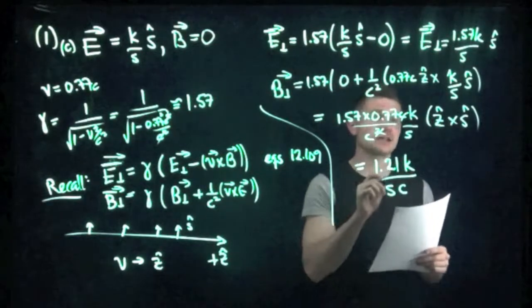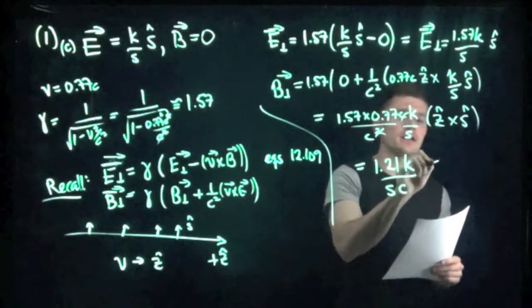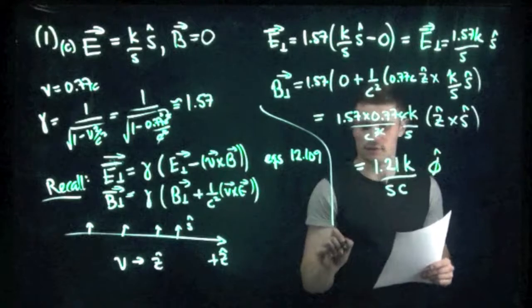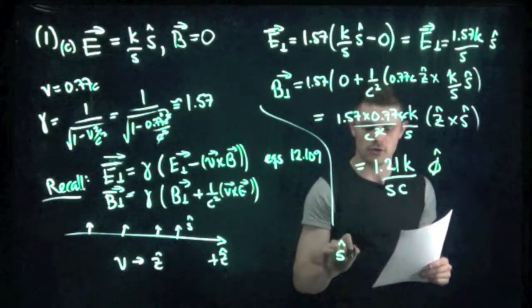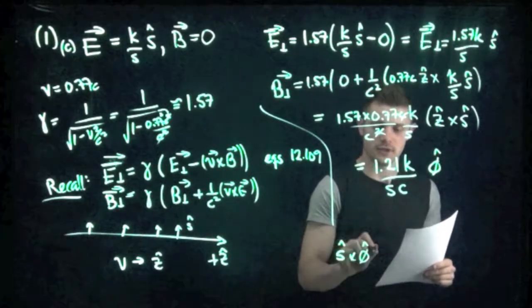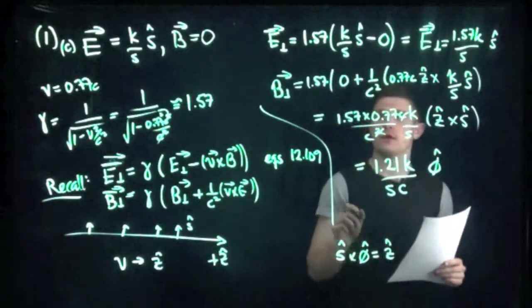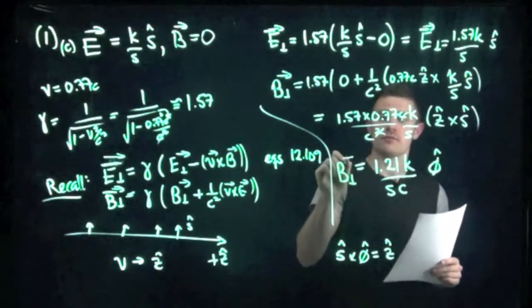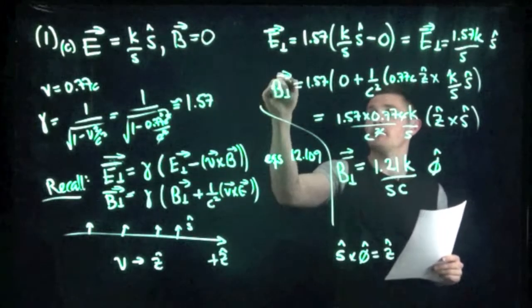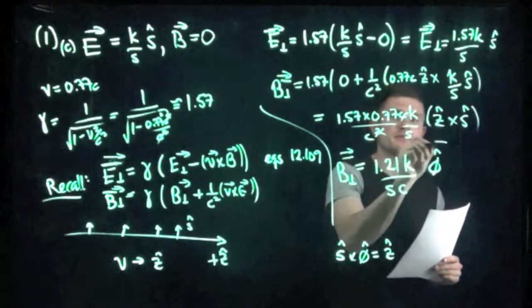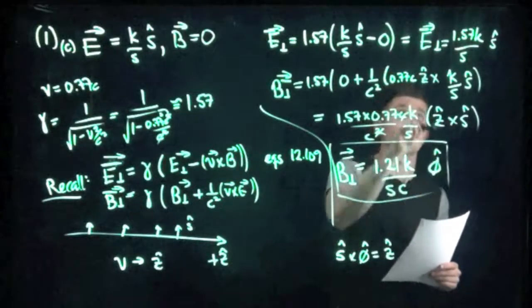1.21 k over s, and then z hat cross s hat, I believe, is phi hat, if we know that s hat cross phi hat is equal to z hat. You can check that right-hand rule at home. So this is our B bar perpendicular. Again, that bar denotes the fact that it's Heidi observing it, and she is the moving observer.